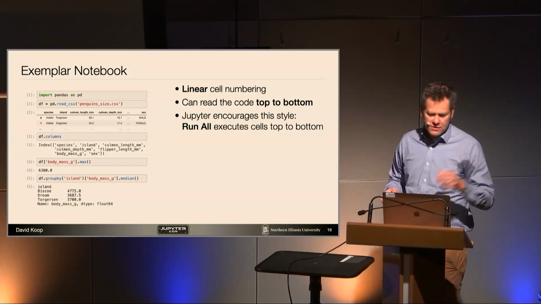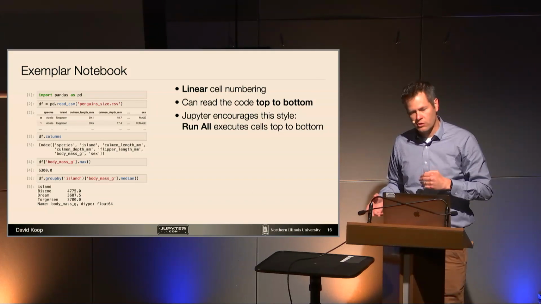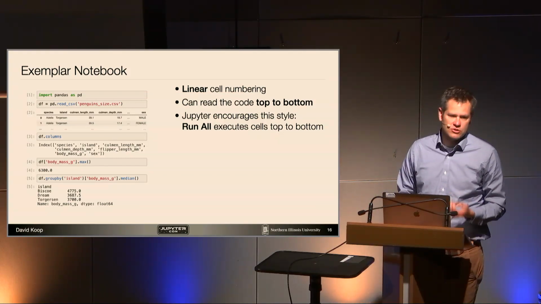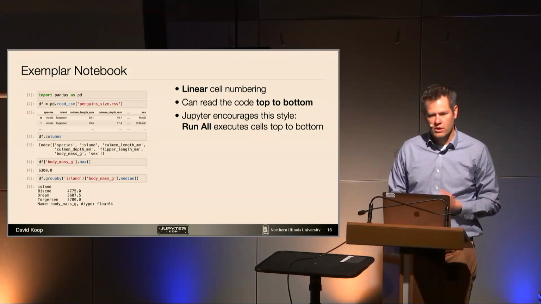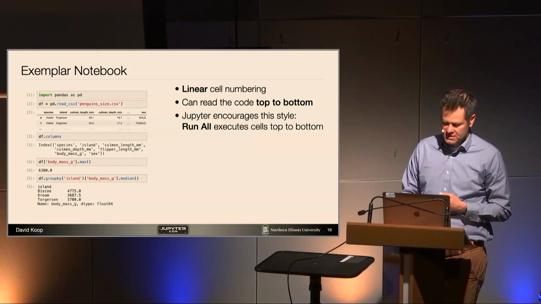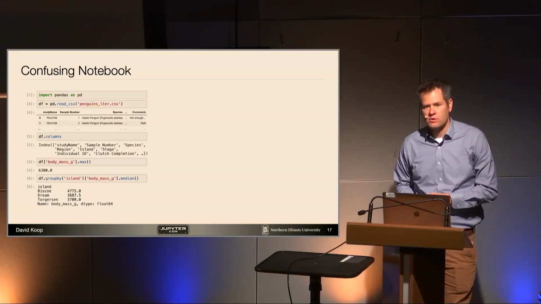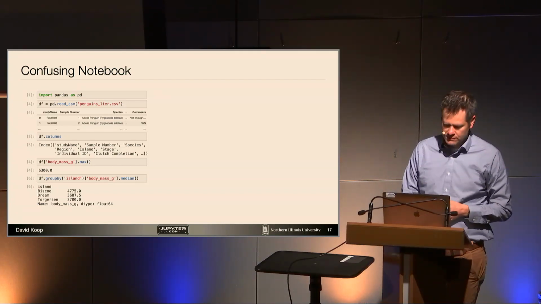And so a slightly different example, but the exemplar notebook, again, is one that runs in top-down order. Don't have any issues. You can read the code from top to bottom, and that's something that Jupyter really encourages. It makes it clear to someone who's reading the notebook what is going on and puts things in the right order. But we don't always do that, especially as we're exploring data, and we end up in situations that are much more confusing.